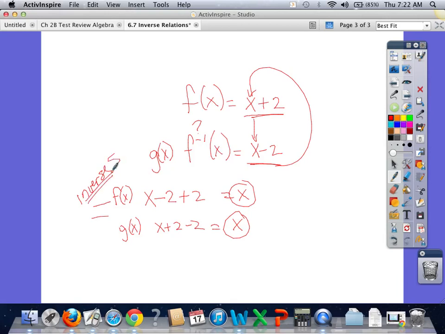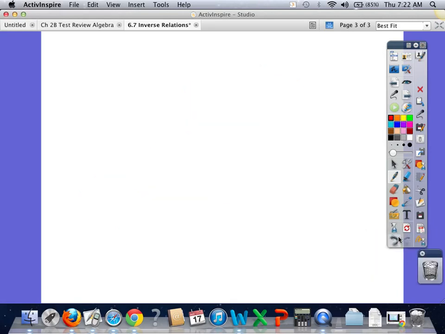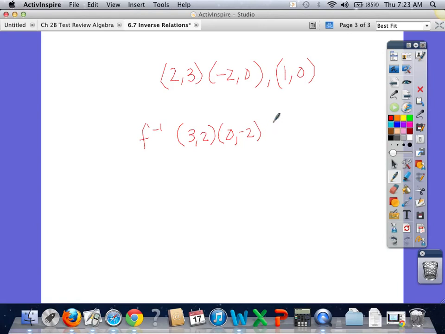All right, if you have ordered pairs, like 2, 3, negative 2, 0, 1, 0. If you want to find the inverse of those ordered pairs, you simply switch around your x and y coordinates. So this would be 3, 2. This would be 0, negative 2. This would be 0, 1. So this is the inverse. This is the original.